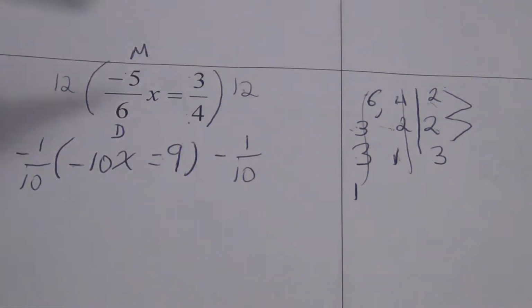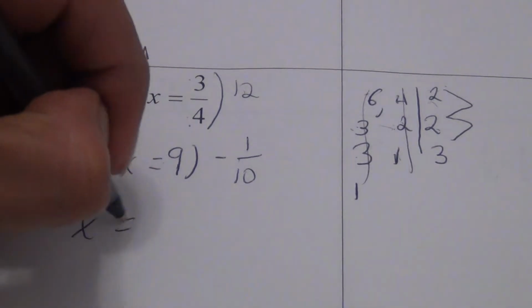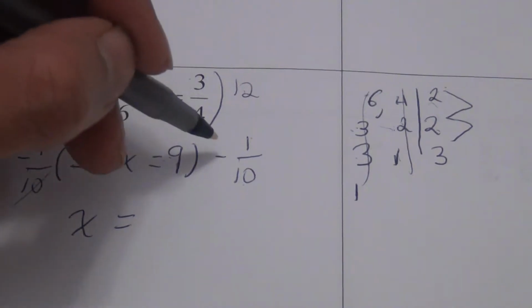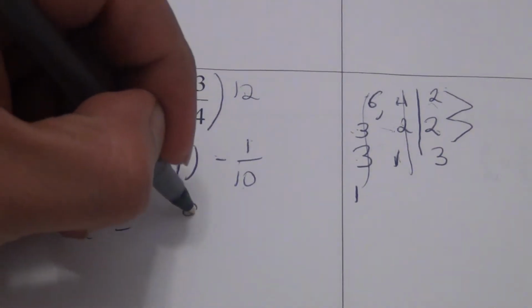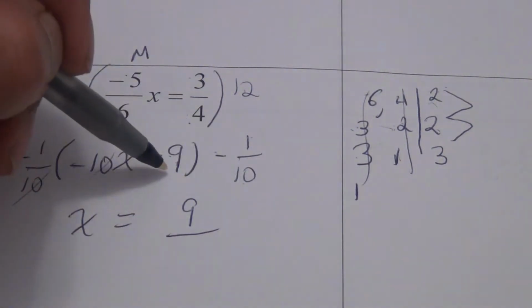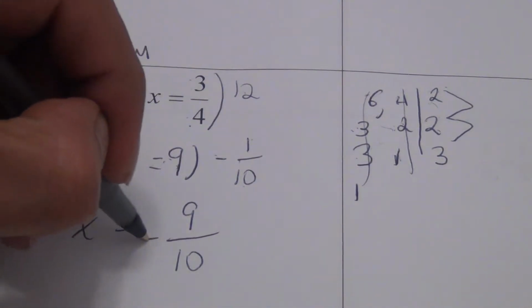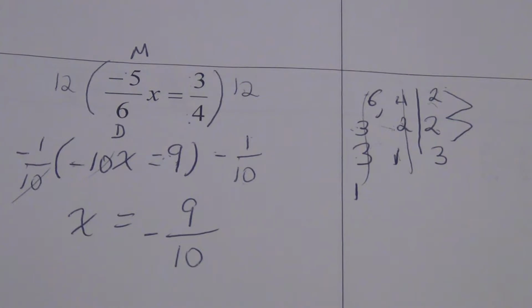Remember, negative times negative is positive, and the idea behind using the multiplicative inverse is to eliminate the number on the variable. So multiply by top, divide by bottom, so 9 times 1 is 9 over 10. Now, positive times negative is negative, so we're done with this. Remember, you gotta write the steps over here. Alright, let's move on.